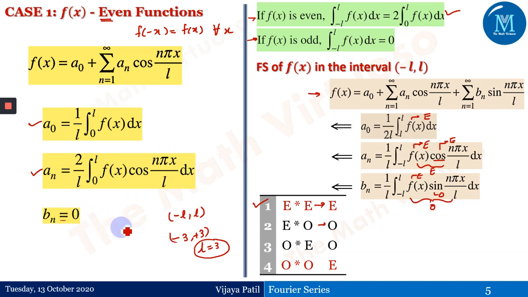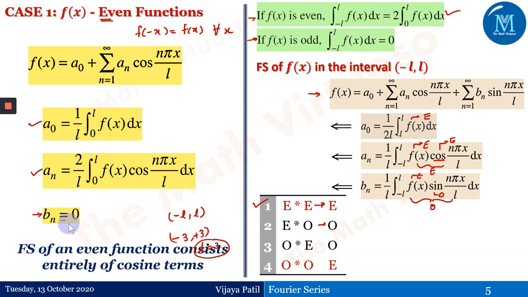And therefore this type of function, you need not calculate the bn part. So we will be calculating only the coefficients a0 and an to write the Fourier series expansion. Okay, so let me just erase this part so that you will be able to see this particular thing very well. The Fourier series of an even function consists entirely of cosine terms. Very important, because the coefficient of the sine terms is 0, and therefore we have got only cosine terms over here.